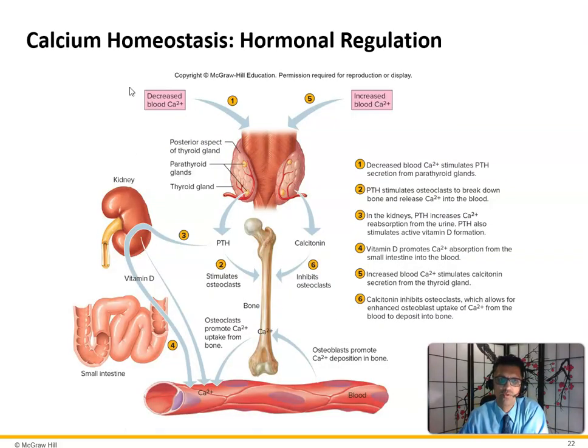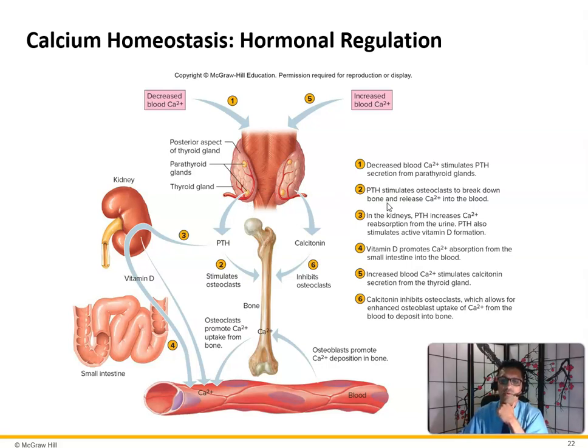Going back to hormonal regulation, calcium homeostasis. Remember, we have to find a balance. So if there's decreased blood calcium, it stimulates the parathyroid hormone secretion from the parathyroid glands, which are found behind here. Here's your thyroid glands, so the parathyroid are behind there.